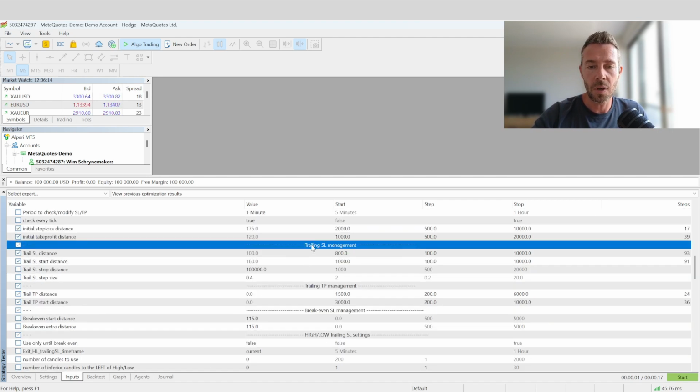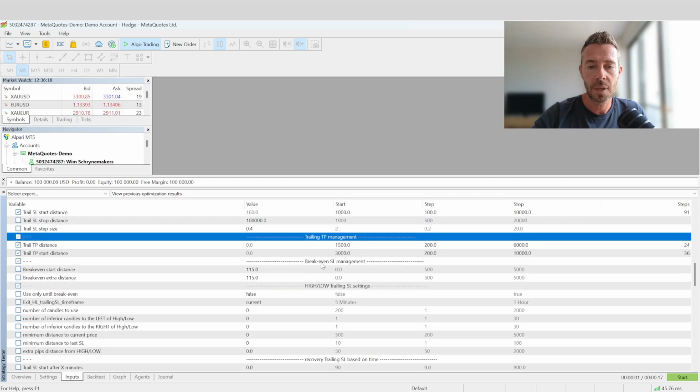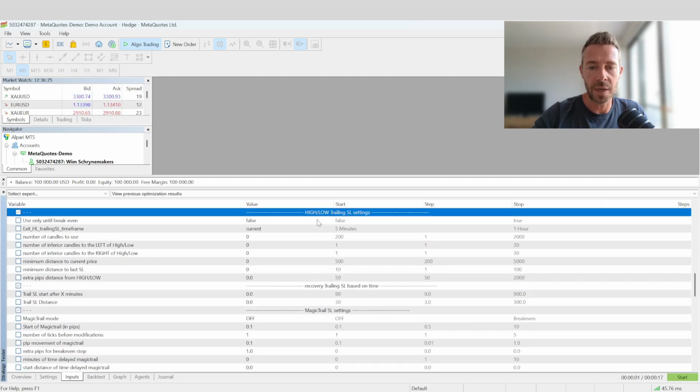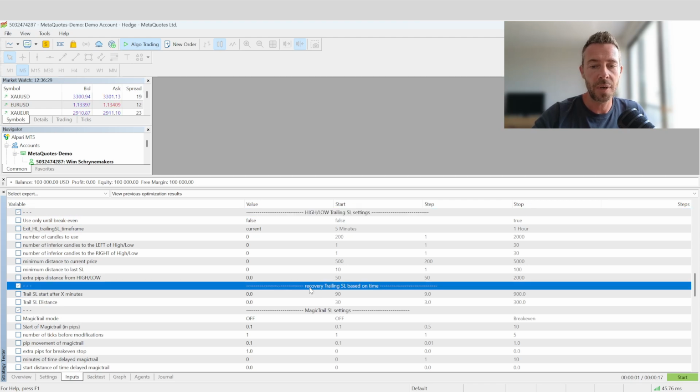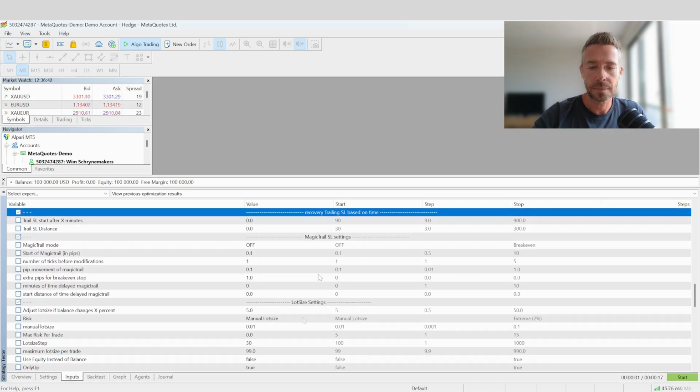Also here below is a trailing stop loss management, the trailing take profit management, break-even settings. All of these are explained in the manual, so I'm not going to go into detail here. A different kind of trailing stop loss here as well, based on recent support and resistance level. A trailing stop loss based on time. And a magic trail, which is a very nice word for a very aggressive trailing stop loss, which is useful in scalping strategies, not so much in swing strategies.